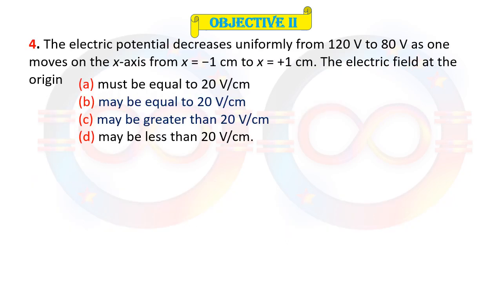Now question number 4. The electric potential decreases uniformly from 120 volt to 80 volt as one moves on the x-axis from x equal to -1 centimeter to x equal to +1 centimeter. The electric field at the origin? If this question comes as a numerical, we can solve like this: E is equal to minus dV upon dr. dV, the change in potential, is 120 minus 80, and dr is minus 1 to 1. So final minus initial, we get E as 20 volt per centimeter. So option B seems to be correct, E is equal to 20 volt per centimeter.